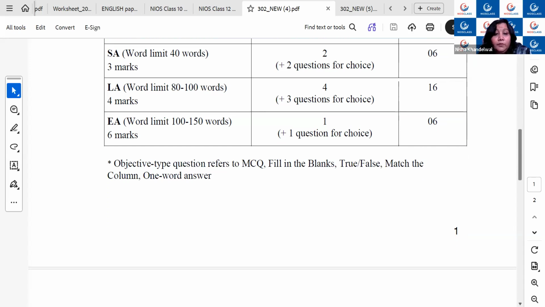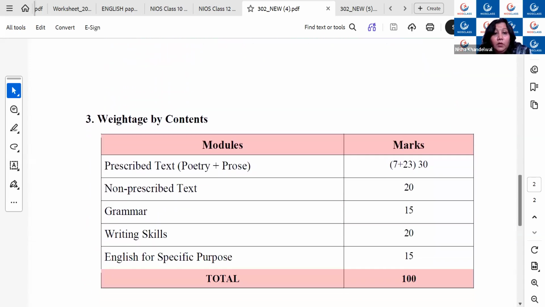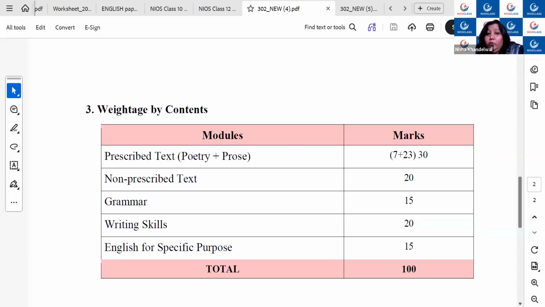Now, how they are going to take. Now prescribed text, poetry and prose. We have a few poems and a few prose lessons, meaning chapters, stories. Okay, so the bifurcation of that: from poetry 7 marks would be there, and from prose 23 marks. So in total it would be 30.